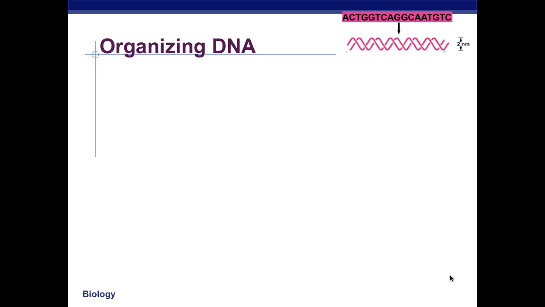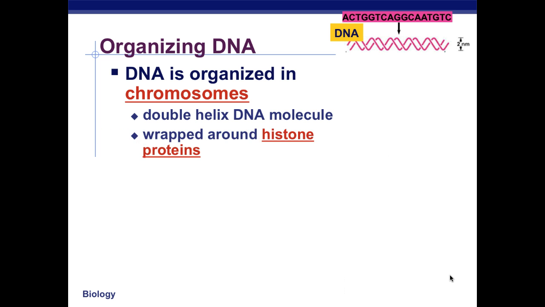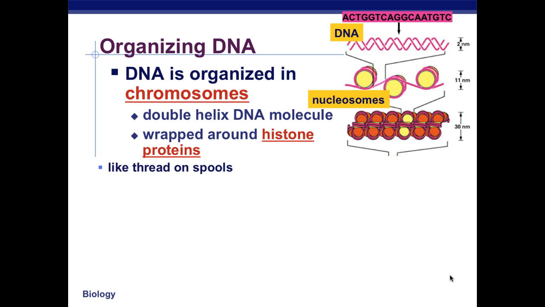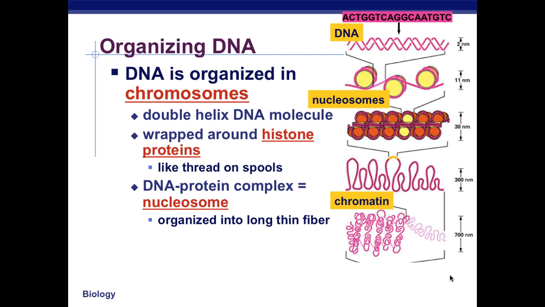So organizing DNA. DNA is organized in chromosomes. The double helix DNA molecule is wrapped around histone proteins, like the spool around the thread. The DNA protein complex is called the nucleosome. It's organized in long, thin fibers and will condense further during mitosis.